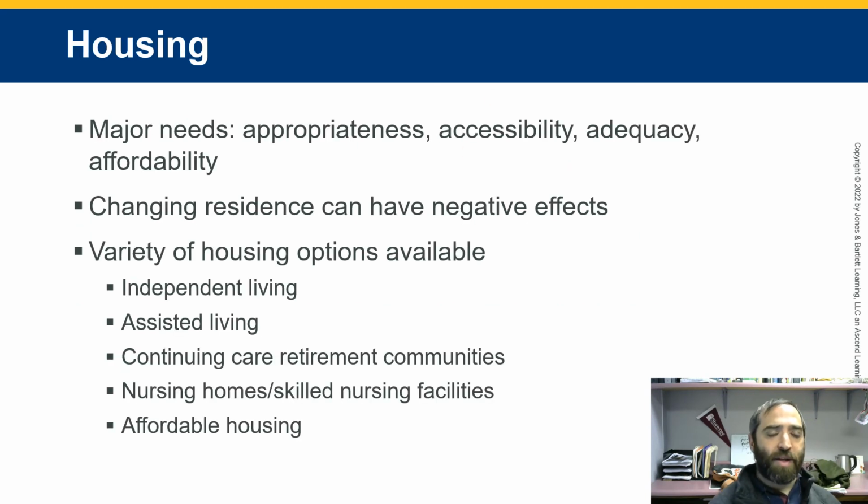All right, let's move on to housing, which is a major expense for a lot of people, especially if they're living in and around a city. Fortunately for most of us who are living in the country, it's a lot cheaper. The major needs regarding housing are appropriateness, accessibility, adequacy, and affordability. Can the person afford to live where they are living? Especially as the needs may change.